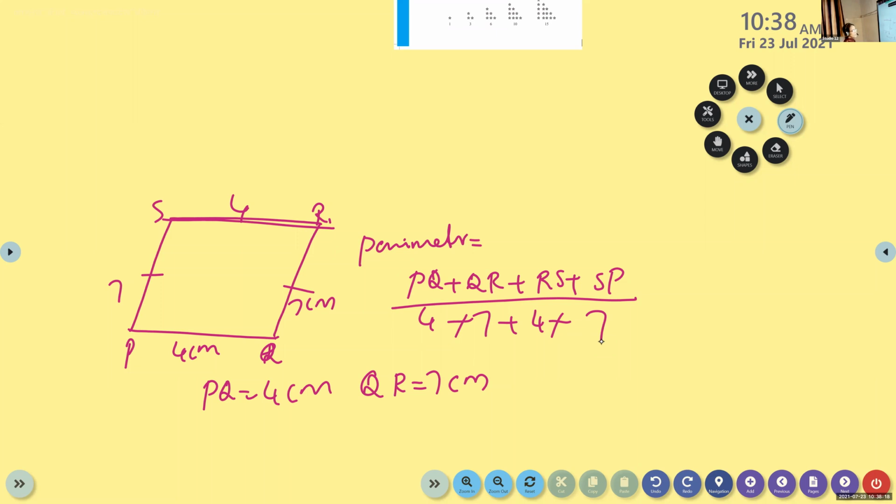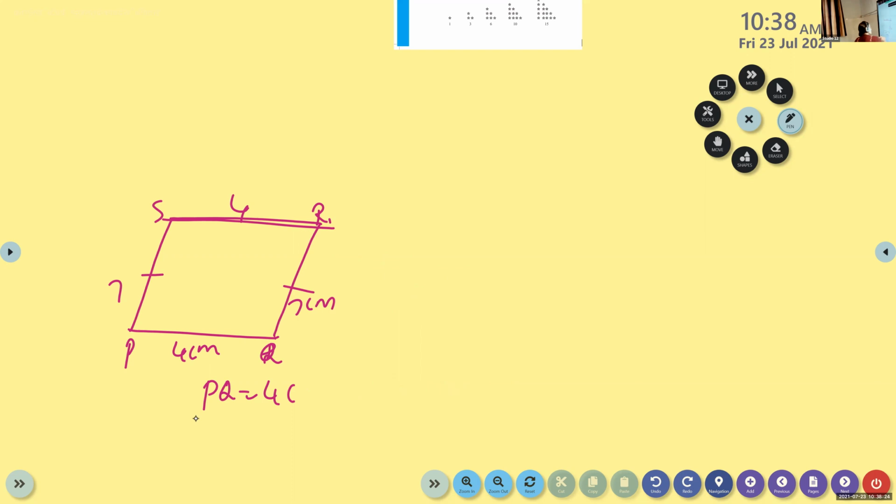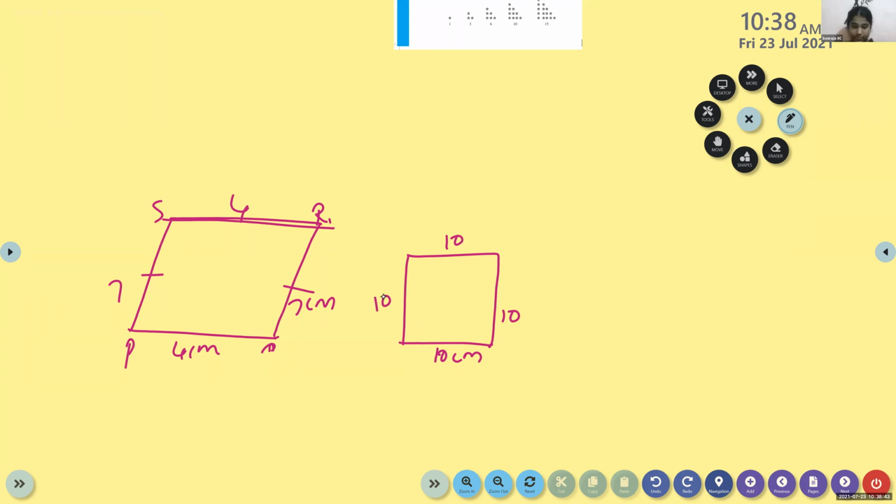Is it clear, Surja? Yes, ma'am. Okay. Instead of a parallelogram, suppose it is a square with side 10 centimeter, then what is the perimeter? 40, because all sides are equal. 10 plus 10 plus 10 plus 10, 40. Okay? Clear? Okay, now we will move to our squares.